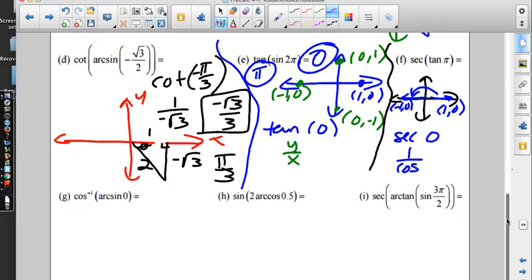The one out there? How about up here? So that one ends up being 1. We're going to get 1 over 1. Secant, 1 over cosine. Cosine of 0 is 1. 1 over 1 is 1. Oh, we got it. How about G?